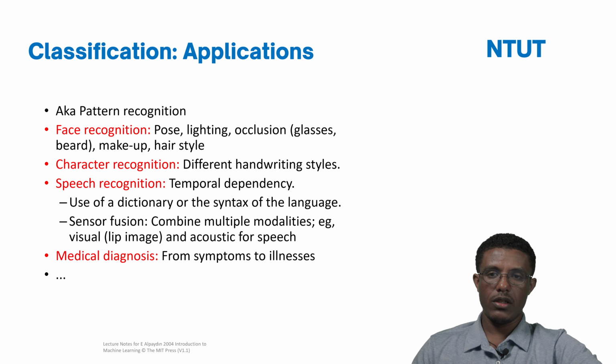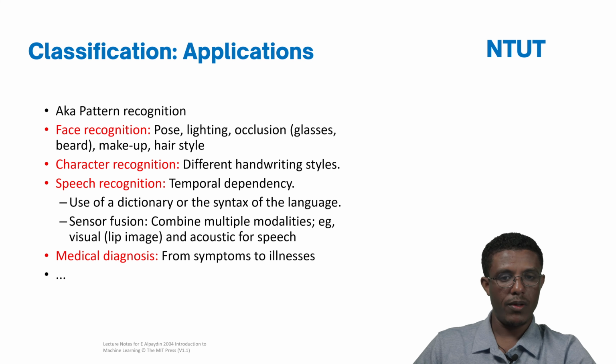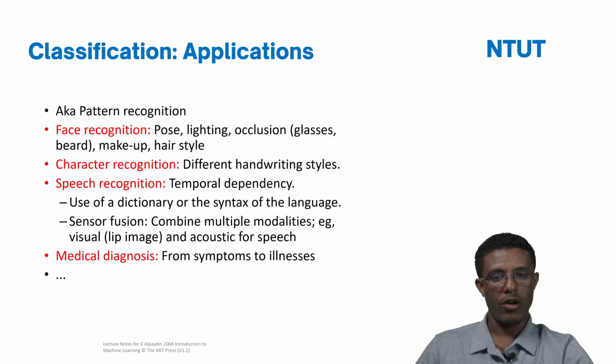Some of the applications that we use classification algorithms for are pattern recognition, character recognition, and face recognition. From the face we can recognize the pose, lighting, glasses, beard, makeup, and hairstyle. For character recognition, there are different handwriting styles, because every person has a different writing style. So we can give different people's handwriting characters, and the machine can try to understand or detect them.